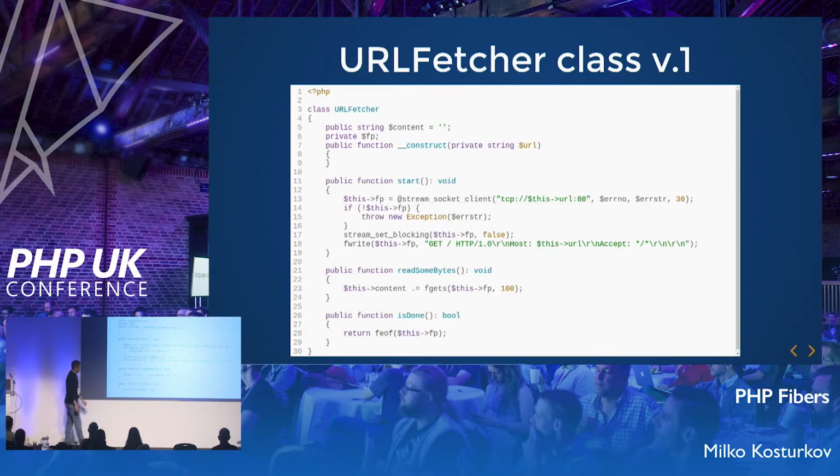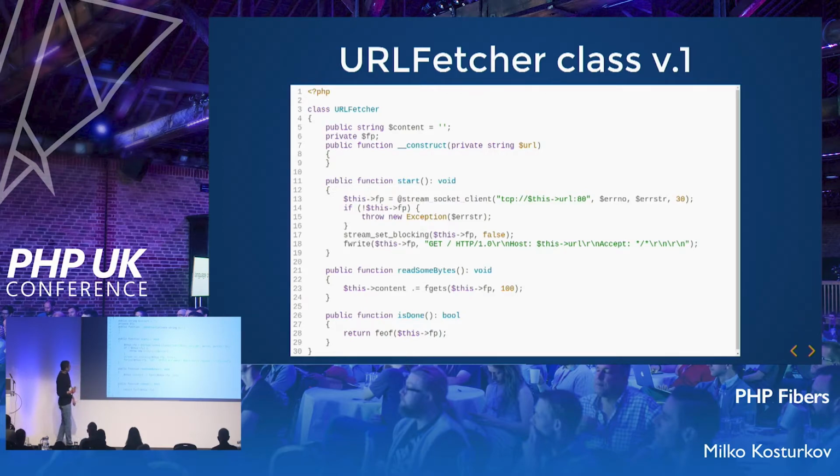We're going to have a function that is going to be called read some bytes, because I didn't come up with a better name, and this is what it does. It reads some bytes. And this function is going to get some bytes from the buffer and put them in the content that we're going to return. And we're going to have the isDone check, which is a function that checks whether we have reached the end of the file.